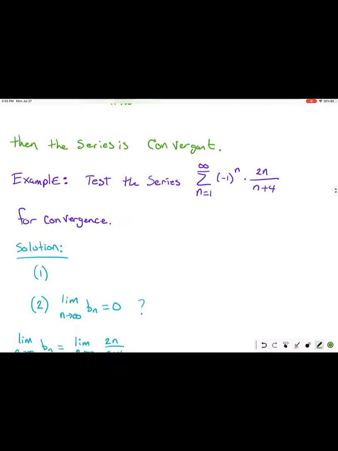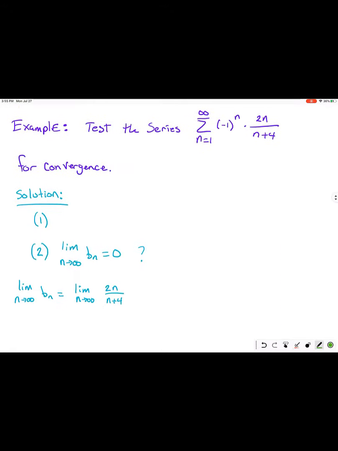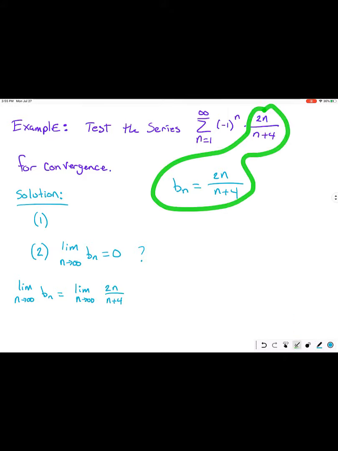Let's look at an example. We're asked to test the series, the summation from n equals 1 to infinity of minus 1 raised to the n times 2n divided by n plus 4. The first thing to think about is what my b sub n is. My b sub n is equal to 2n divided by n plus 4. That's my b sub n.